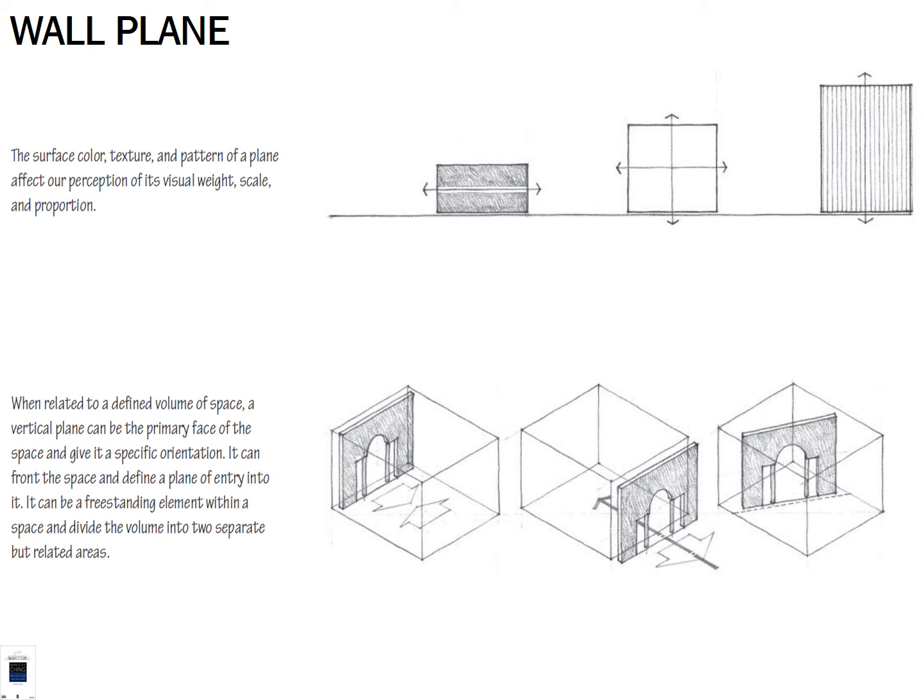The color, texture, and pattern of the plane also affects your perception of the visual weight, scale, and proportion, and where the plane is with respect to volumes of space. Where that wall is affects the connectivity between the two, whether it's connecting them or separating them.